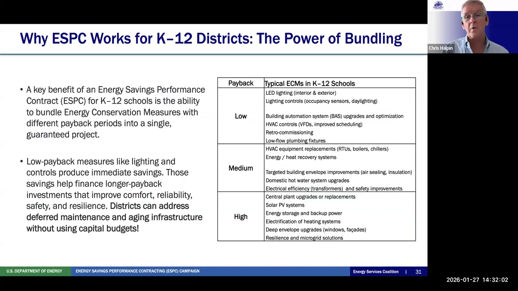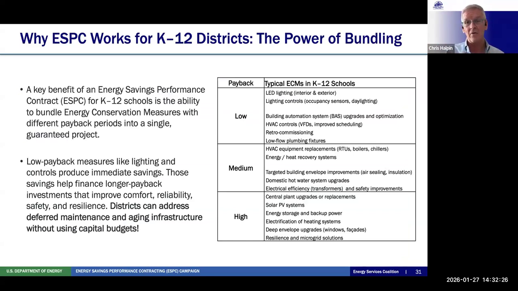So why does this work for K-12? One of the secrets of this is the power of bundling. I've seen some schools in the past just go and replace all their lighting, right? They just bring in a contractor, who gives them a price. All right, during the summer break, construction season, replace all the LED lights, right? If some of them don't work, you're out of luck. If it lowers your electric bill, great, but there's no guarantees.